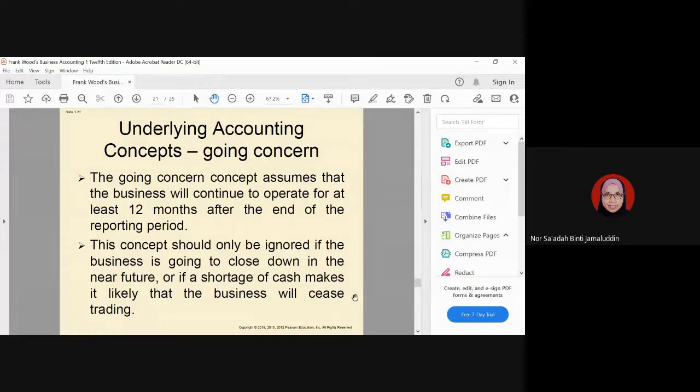How will the going concern concept apply in our accounting? The going concern concept will apply in our financial statements or accounting records if the accountant can assume that our business will continue to operate for at least 12 months after the end of the reporting period. If the company decides to close down its business in the near future, meaning there is no intention to continue for at least 12 months, the going concern concept is ignored when preparing our financial statements.